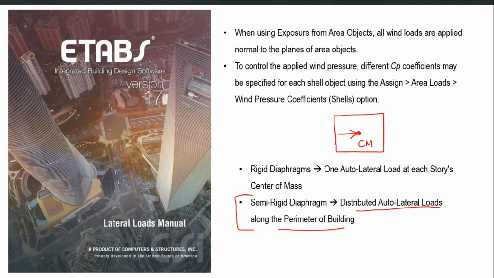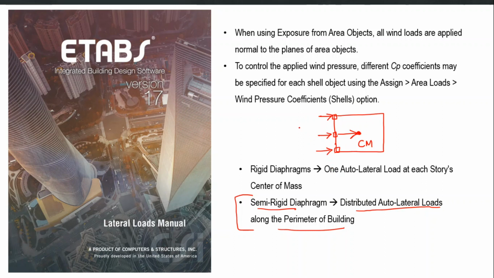But if I go for the semi-rigid or flexible option, then the program will divide that force along the perimeter. Let's say that there is a column here, here and here. The program will divide this force into three forces and distribute it along the perimeter in that particular direction.